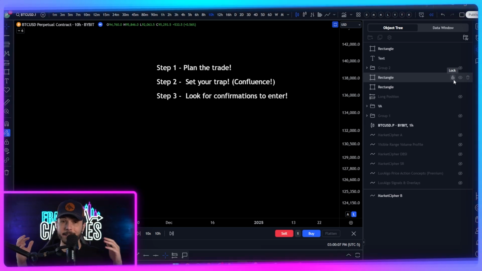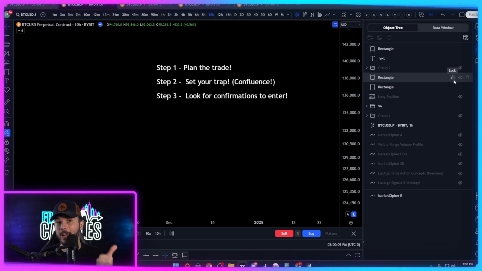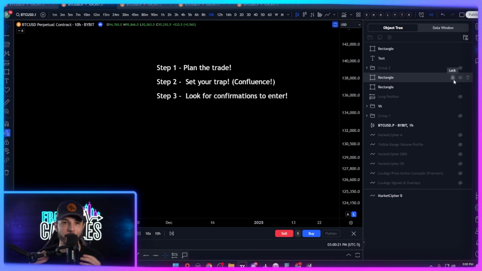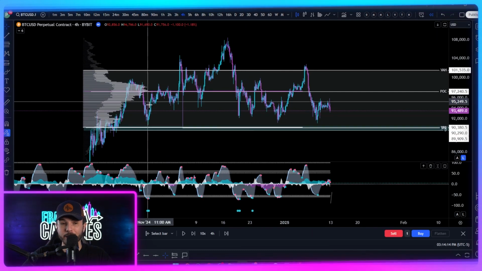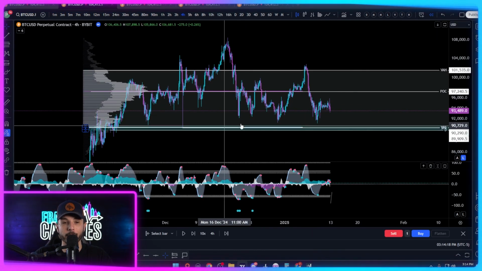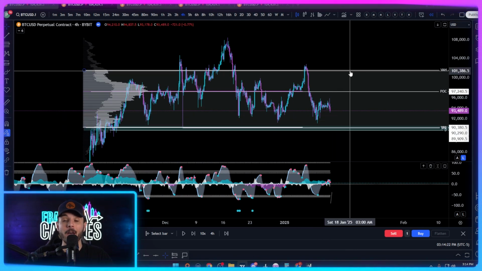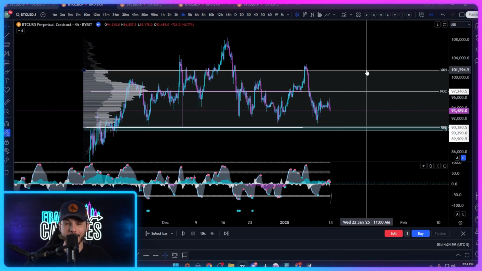So those are the 3 simple to follow steps, guys. You want to plan your trade, set your trap, and then you're just going to want to wait to see those entry confirmations. Once you see those confirmations, you can go ahead and pull the trigger on the trade. So guys, let's go ahead and jump into this trade recap. Like I said, we'll be using the volume profile here, not only to plan the trade, but also to figure out the actual roadmap of what we're going to be looking for, where we're looking to take profit, etc.